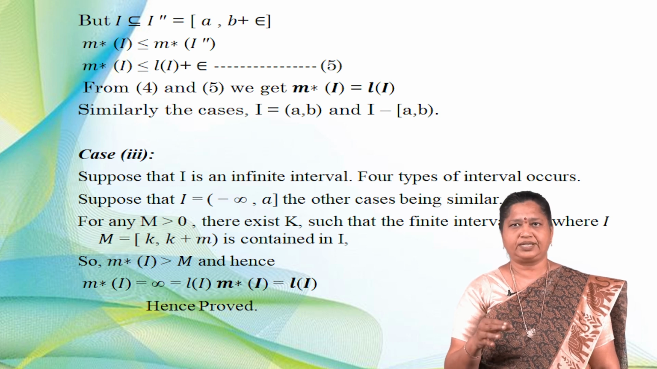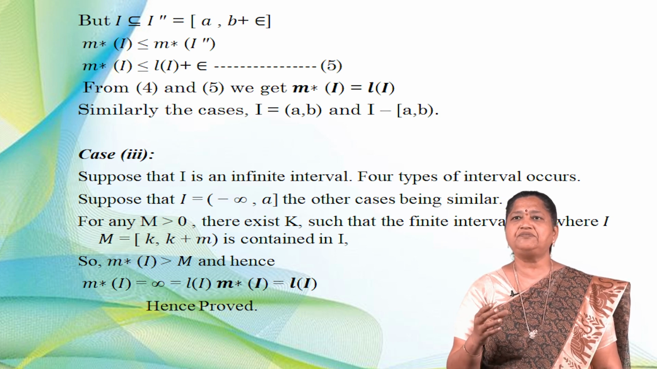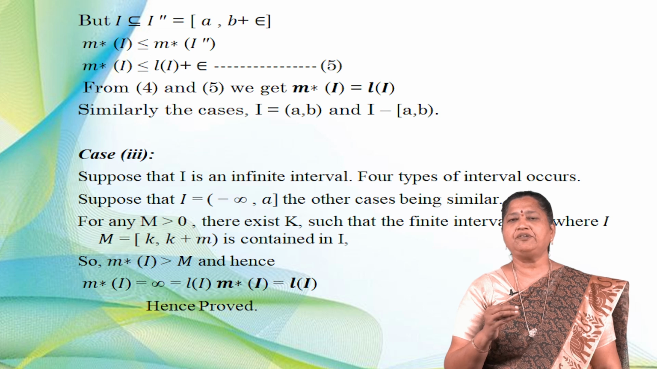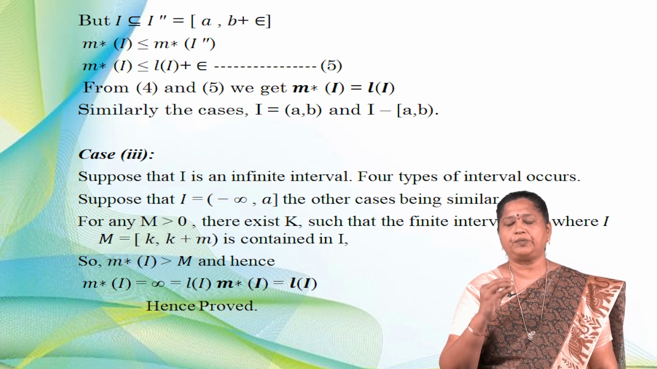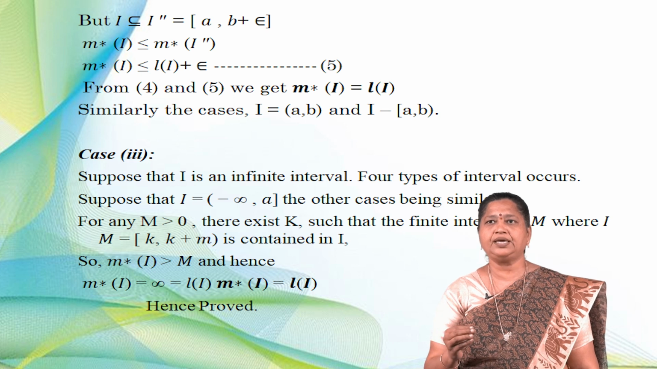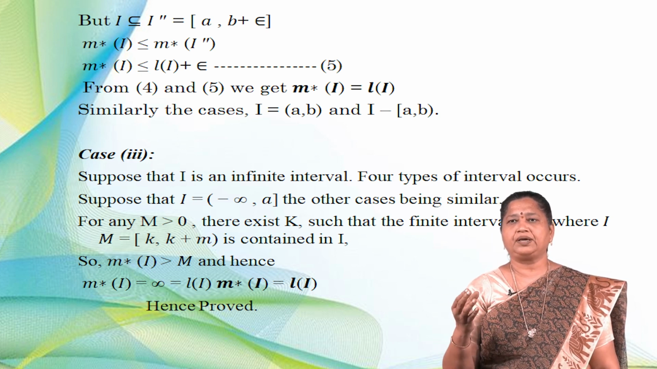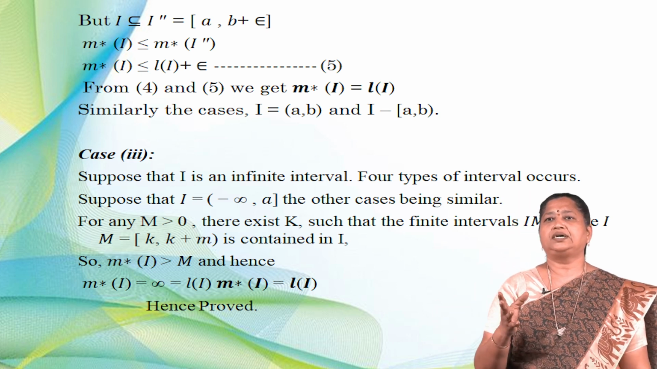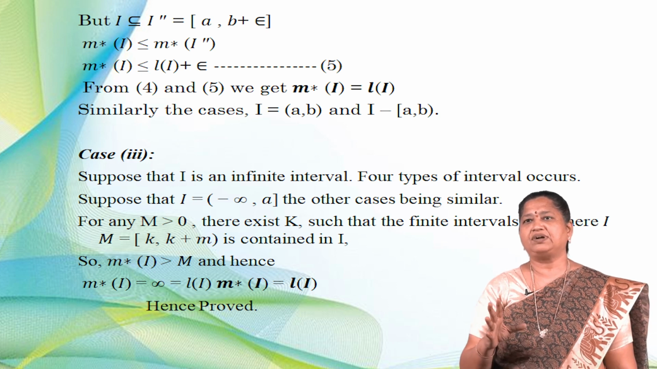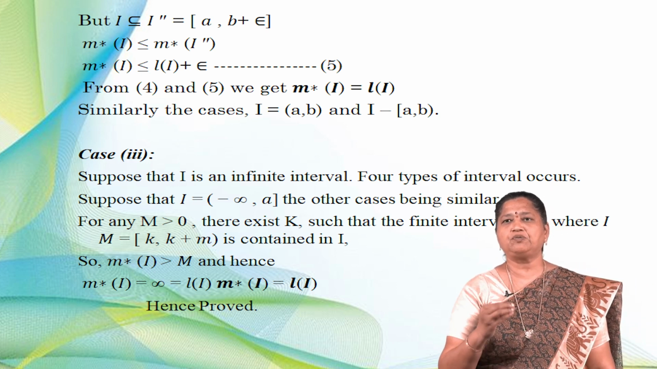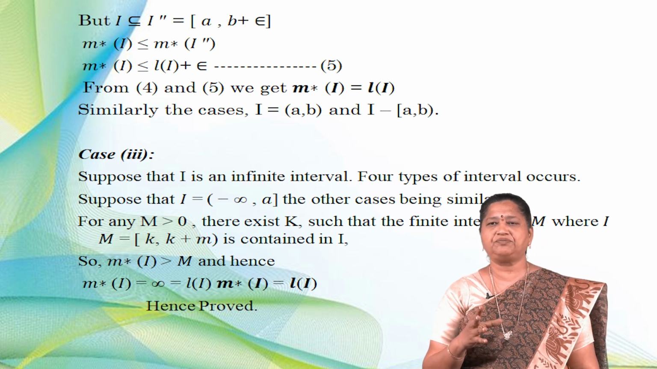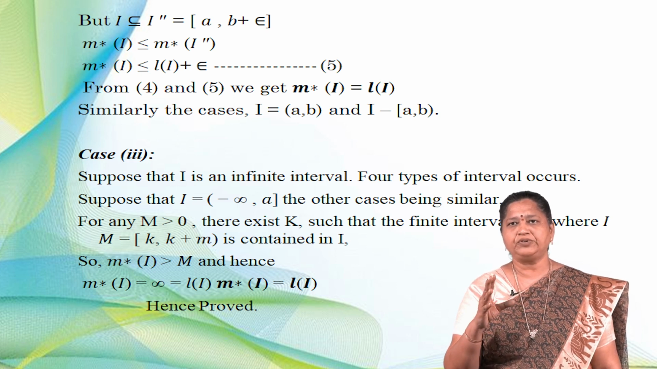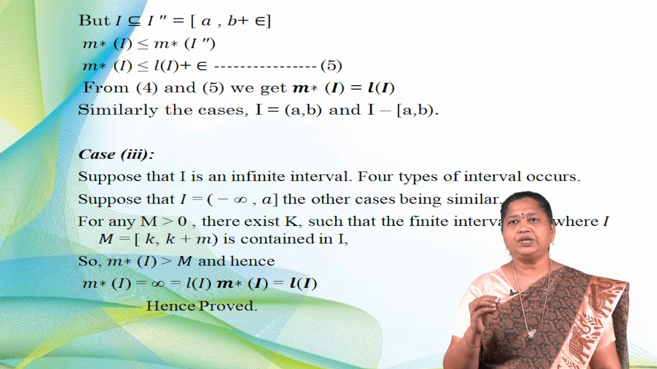So next case 3. Suppose that I is an infinite interval. Here four cases arise. First, suppose that I is equal to the half open interval minus infinity comma a. The others are a comma infinity, the interval minus infinity to plus infinity, and another half open interval. Of the cases we will take only one case, that is I equal to minus infinity comma a, the other cases being similar. So we will take m greater than k, any real number.